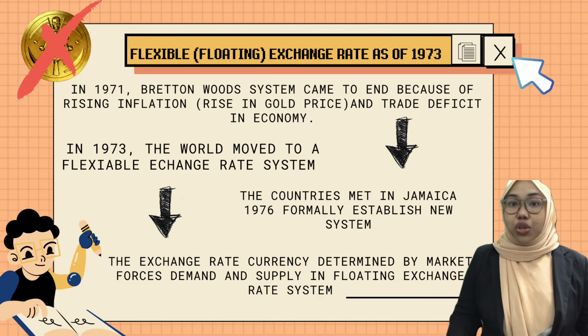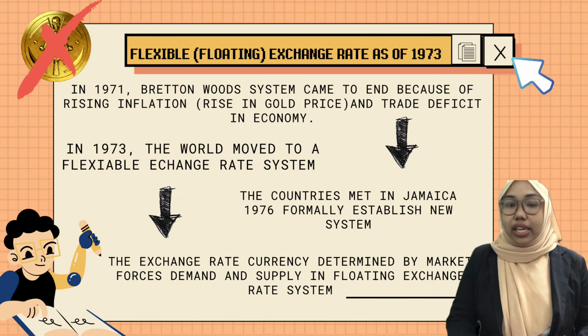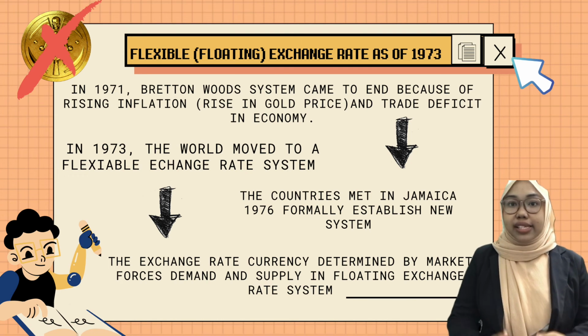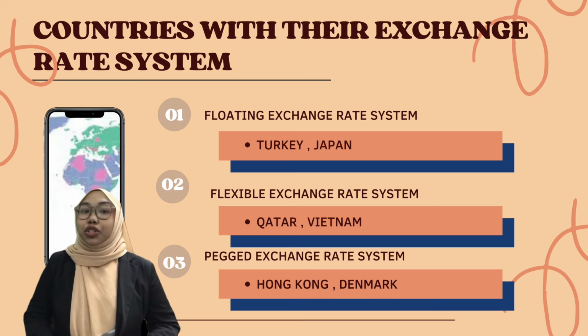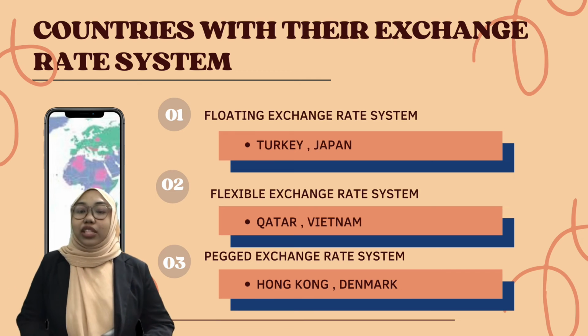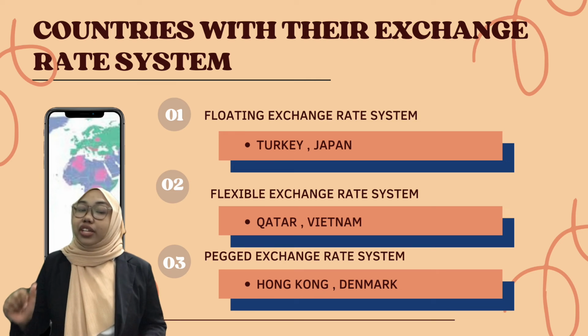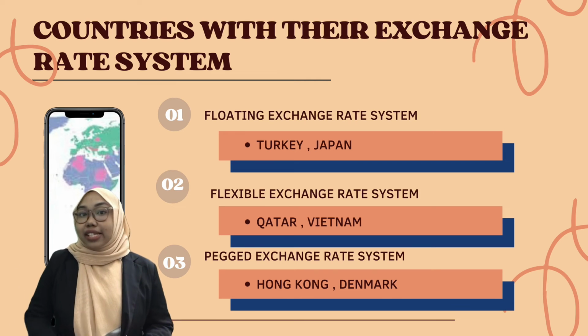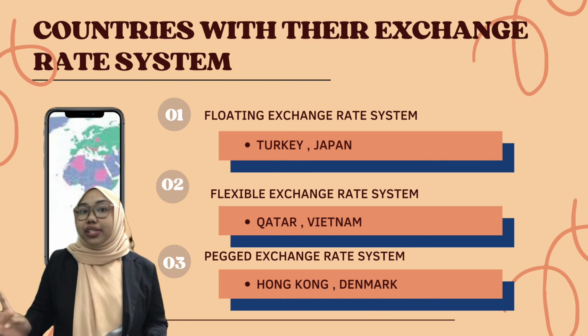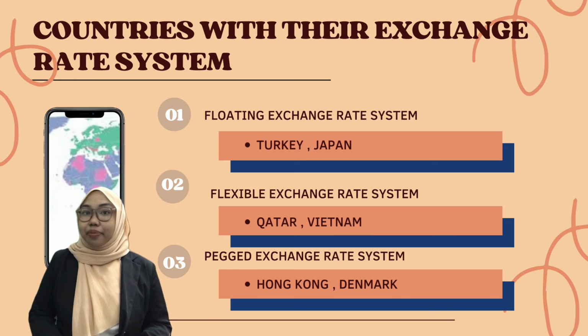The floating exchange rate system means that the exchange rates of currencies are determined by the market forces of demand and supply. Next, let me show you the countries with their exchange rate system. First is the floating exchange rate system, which is Turkey and Japan. Next is flexible exchange rates, Qatar and Vietnam. And the last is the fixed exchange rate system, Hong Kong and Denmark.